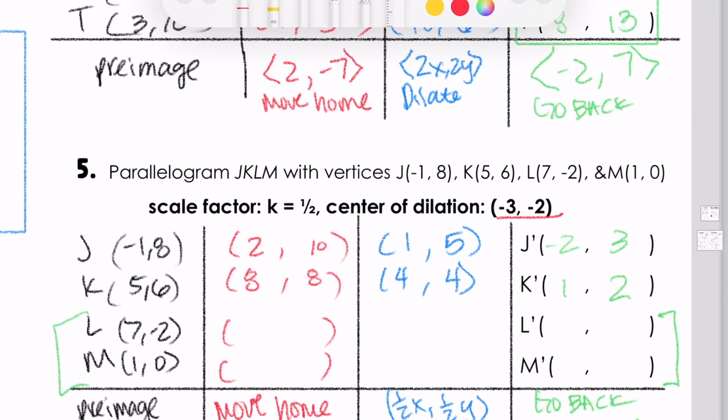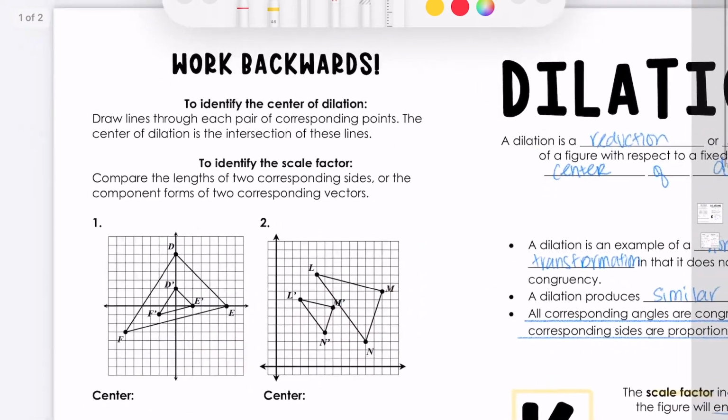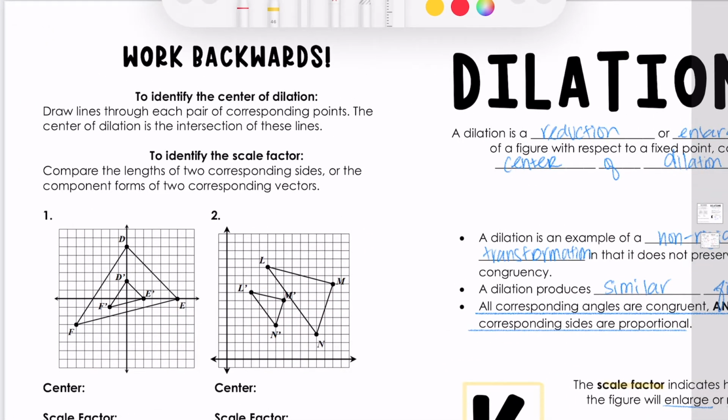All right, so a lot of math, just algebra, just remembering what those rules are. Now, here's the deal. You will have to work backwards sometimes. You want to identify the center of dilation, or identify the scale factor. This is what we're going to be working with. For the center of dilation, all you're doing is that you're going to draw lines, and the intersection of those lines, that's the center of dilation. So try to make it as accurate as possible using slope, and that would be great.